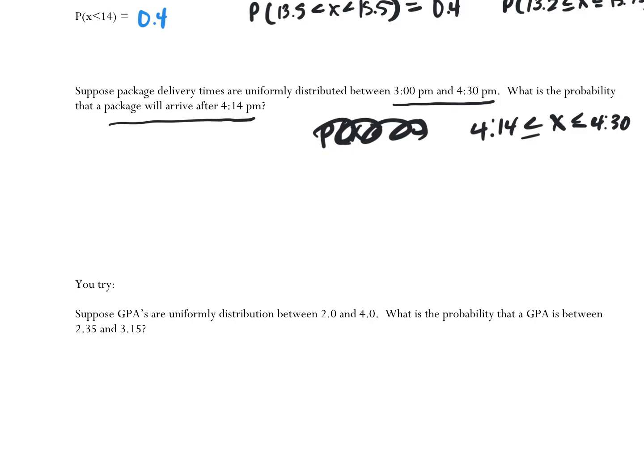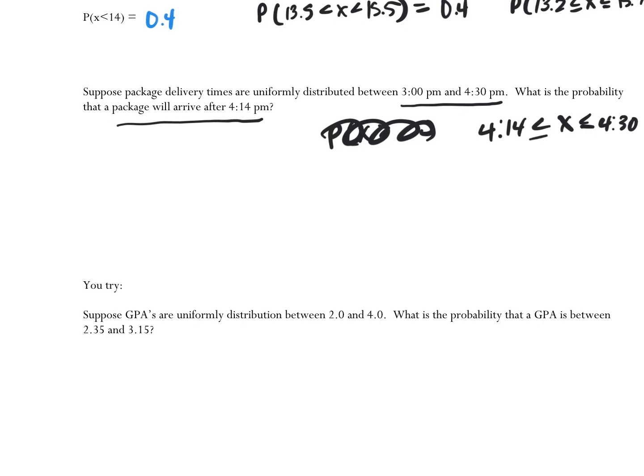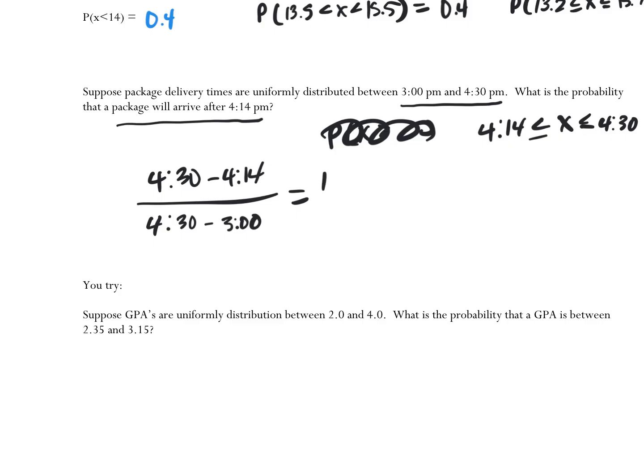Now, we're still going to do desired interval over total interval. So that would be 4:30 minus 4:14 and 4:30 minus 3 o'clock. But keeping in mind, what we're really doing is subtracting minutes here, yeah? How many minutes between 4:30 and 4:14? 16 minutes. How many between 4:30 and 3 o'clock? 90 minutes. So 16 of the 90 minutes. What's the probability it lands in those 16 of the 90 total minutes?